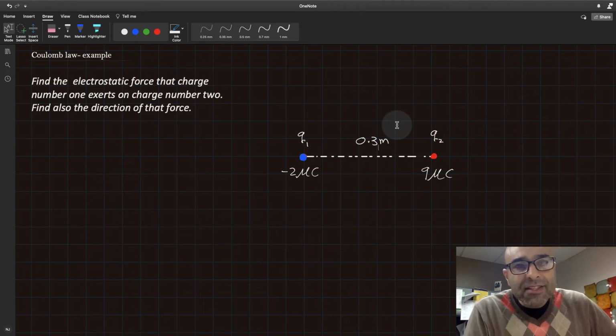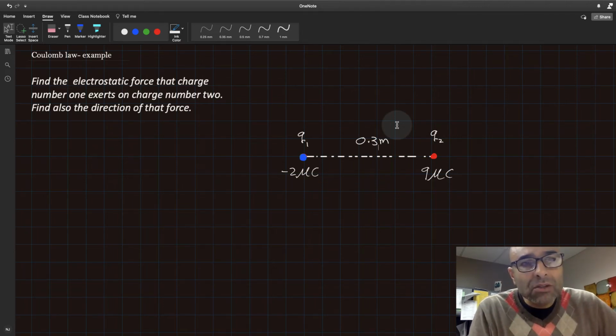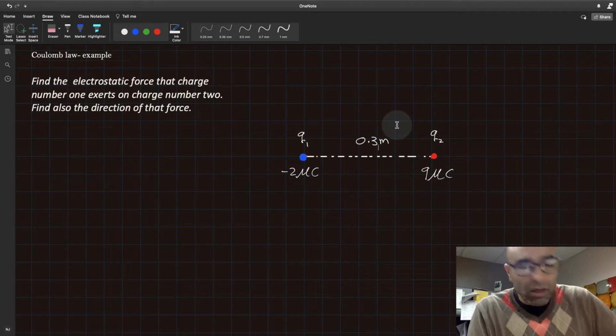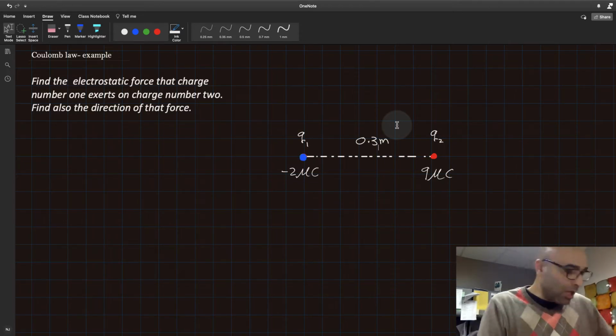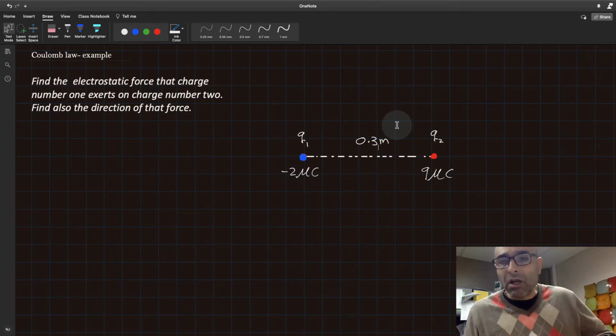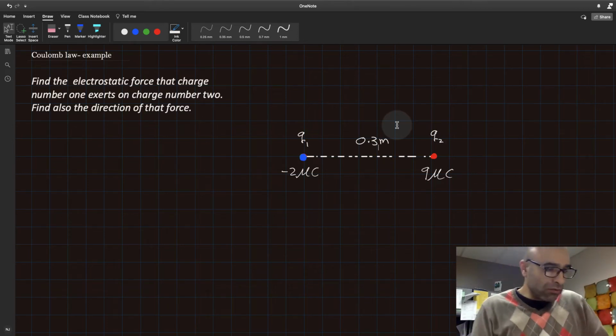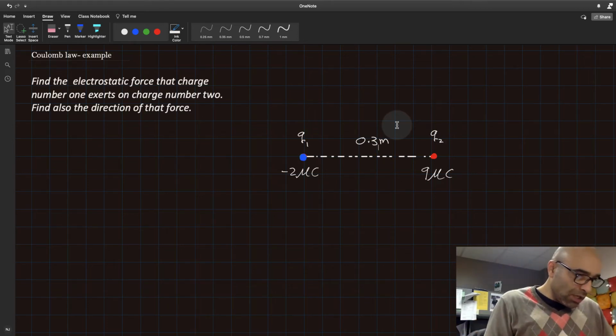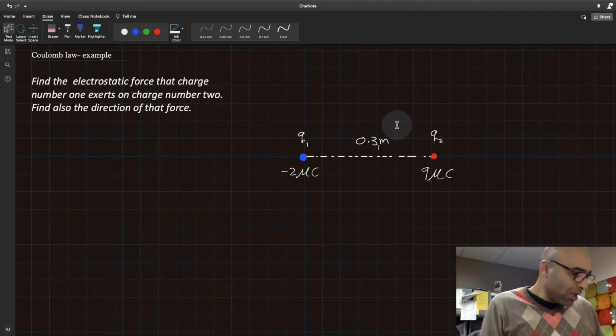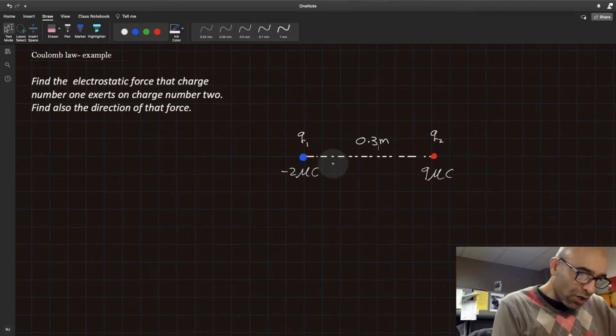Let's check out this simple example about Coulomb's law as a demo, and see how Coulomb's law problems can be solved. This is just a small, simple problem. So here we have two charges. The distance between the two charges is known as 0.3 meters.